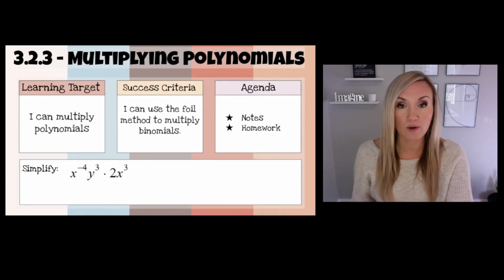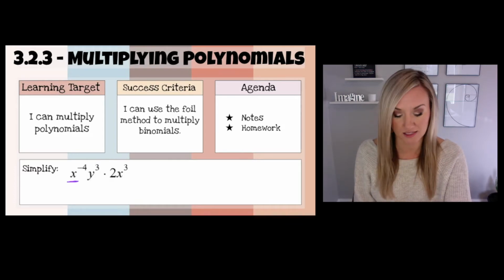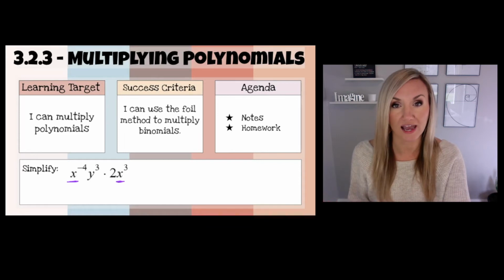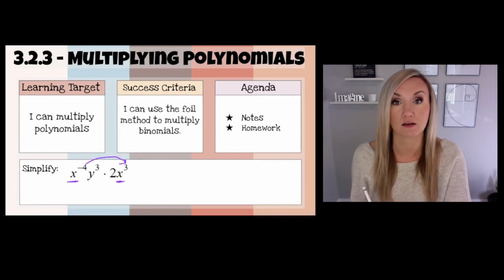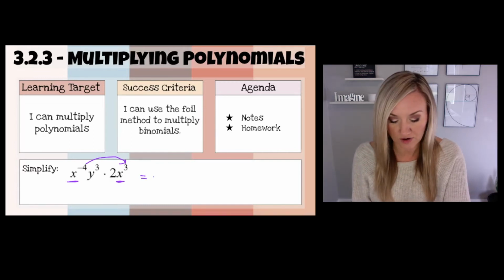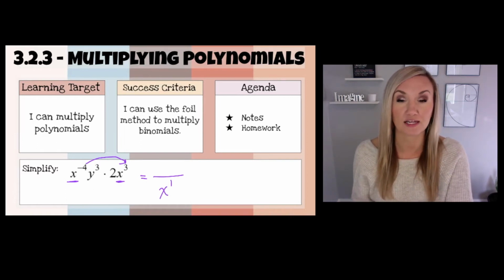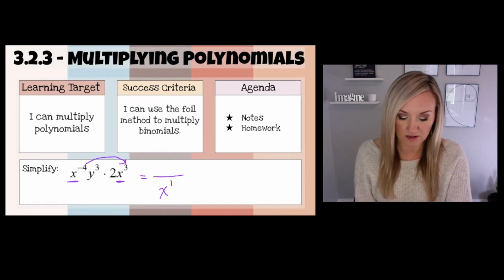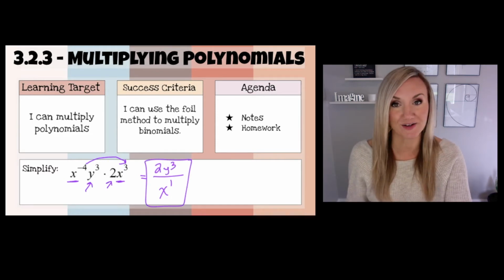And so right away I want to see if I have any like bases. So this base x here and this base x here. I do have the same base, so therefore I add the exponents. So I have -4 plus 3, which gives me x to the -1 power. So we know when we write our fraction, the x will go down below because we cannot leave our answer simplified with a negative exponent. All right, so in our numerator, I have a 2, perfect, and then I have y to the third, and that is your final answer.